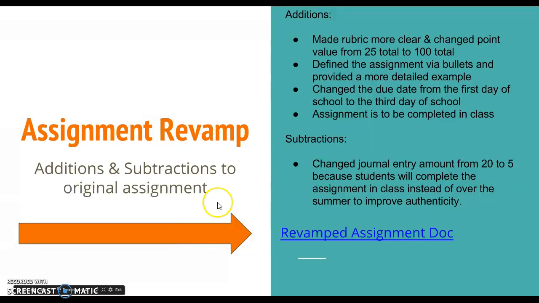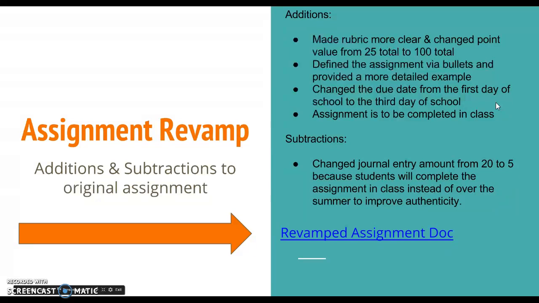Here is the assignment revamp, and I'm going to flip to another screen. I've included the link here, and I'm going to flip and show you all the additions and subtractions that I made to the original freshman assignment. I made the rubric more clear and changed point value from 25 to 100. Defined the assignment via bullets and provided a more detailed example.